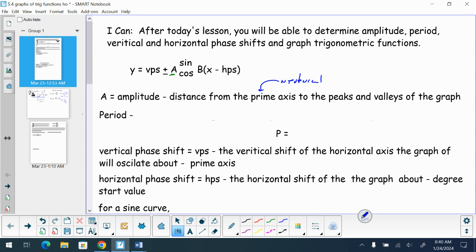So this is your amplitude, the distance to your prime axis. And once again, this amplitude a lot of times is going to be proportional to the amount of power that you have in some sort of sound wave or light wave, microwaves, whatever you want to talk about.